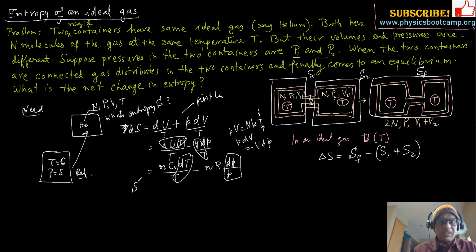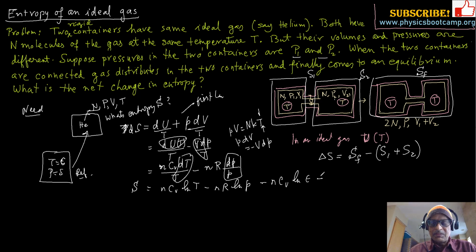So the S of a state will be N Cv log of temperature of the state minus N R log P of that state. And then we have these terms which will be common, N Cv log epsilon plus N R log delta. So this will be common in every one of the integrals.